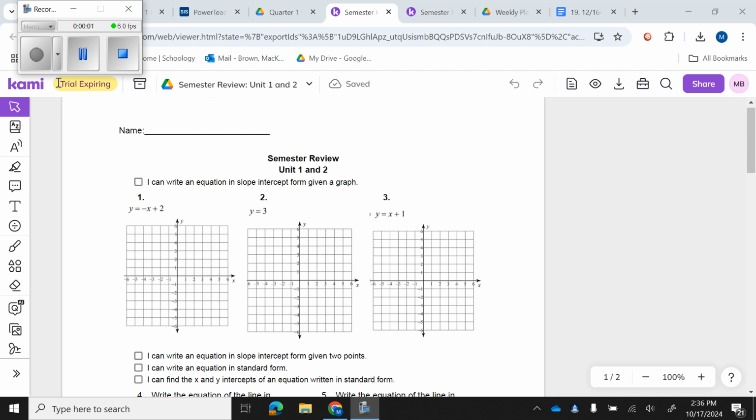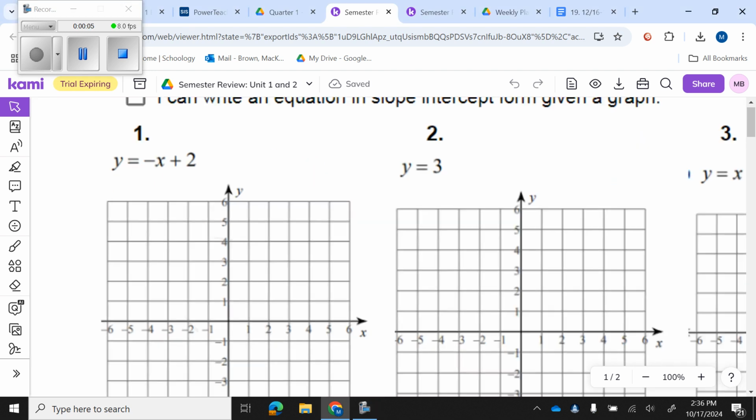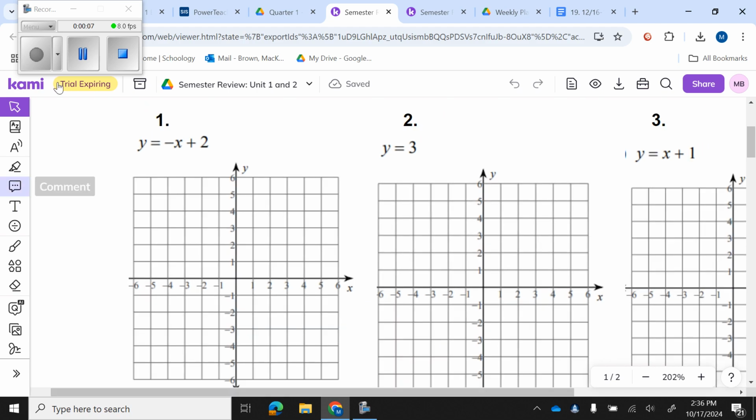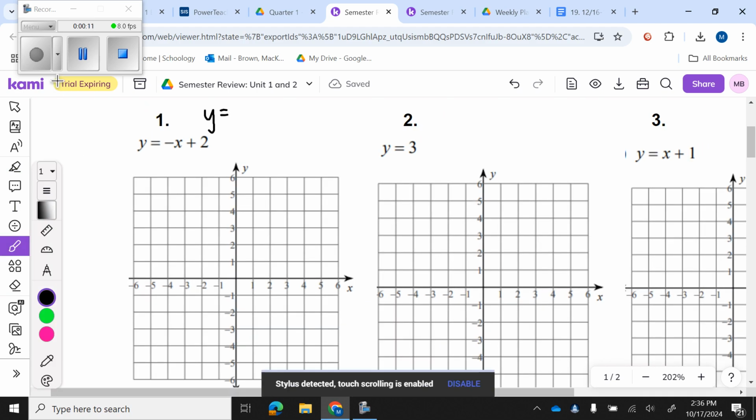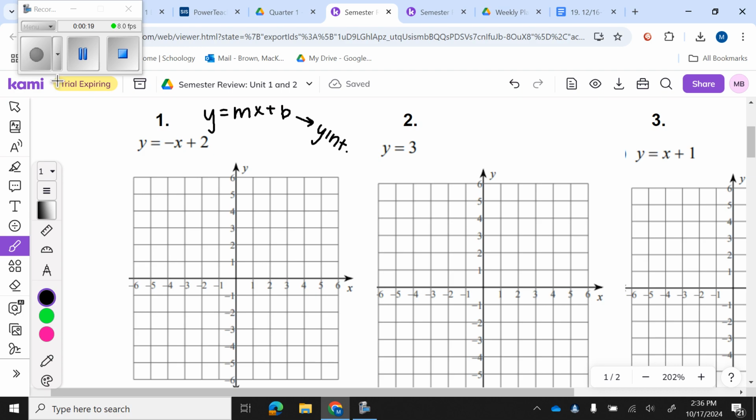Unit 1 and Unit 2 for your semester test. Okay, so if I'm looking at number 1, the first thing I need to do is graph this linear equation. We need to remember y equals mx plus b. B is your y-intercept, and m is your slope. So I've got to start at my y-intercept, which in this case is 2.